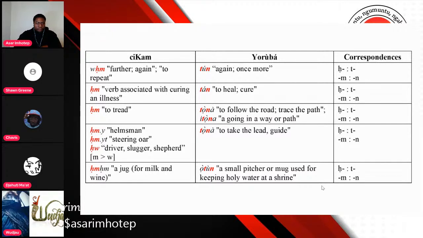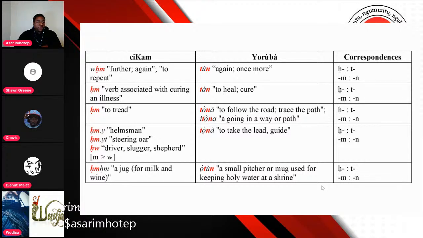The W, the driver, slugger, shepherd. All right. Yes. That one. Yes. And I put that there just to let you know that the M and W, also the B and W, interchange in ancient Egyptian and/or correspond to each other in dialect forms and/or are allophones of each other. So there's different types of relationships which we can explore.